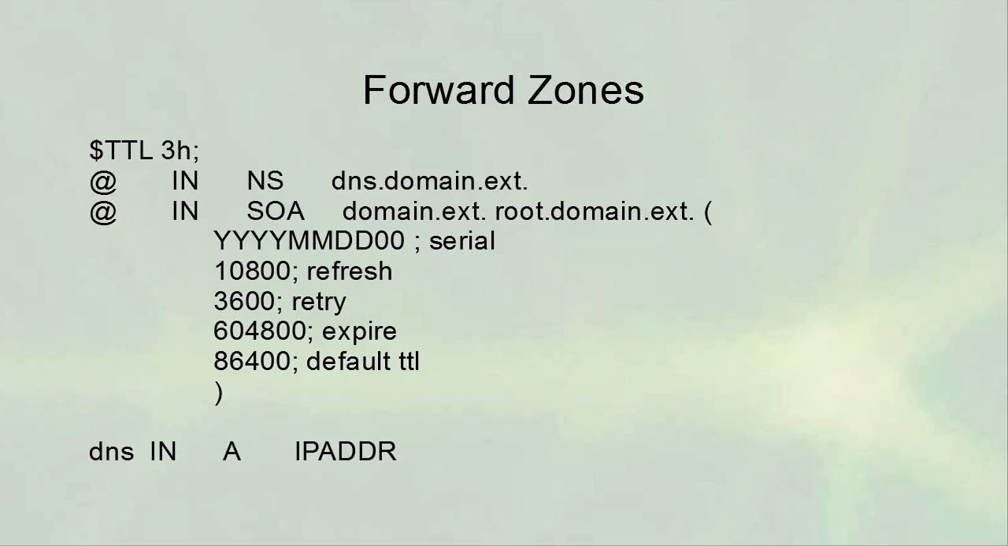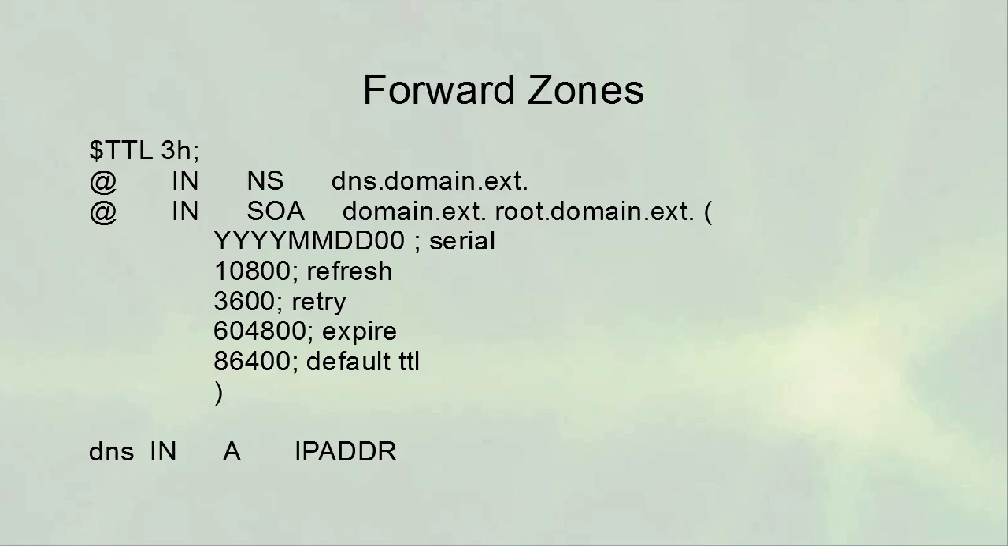So you have forward zones and reverse zones. A forward zone is a zone that uses names as its lookup. A reverse zone is something that goes from IP addresses back to names. So forward zones have multiple different types of records in them. So here's an example forward zone with a bunch of things, a bunch of variables and stuff like that.